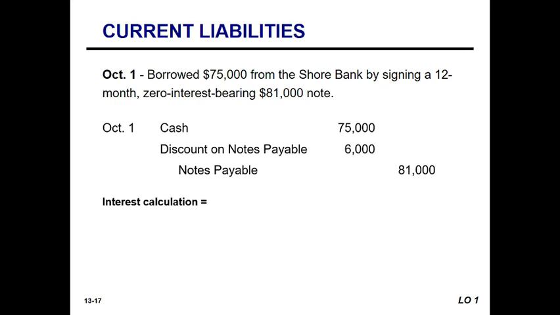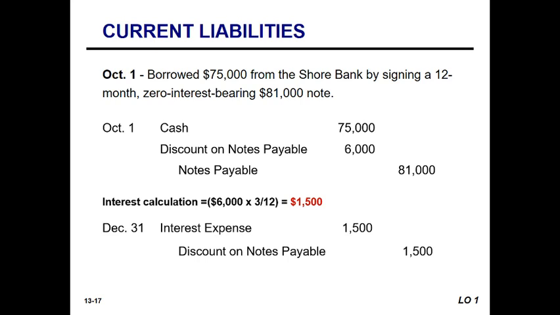Now for an interest calculation. We're again going to have to recognize on December 31st 3 out of 12 months of cost on borrowing. So we look at the discount on notes payable of $6,000 and multiply it by 3 divided by 12. That gives us a $1,500 interest expense, and then the discount on notes payable of $1,500 will have been allocated.